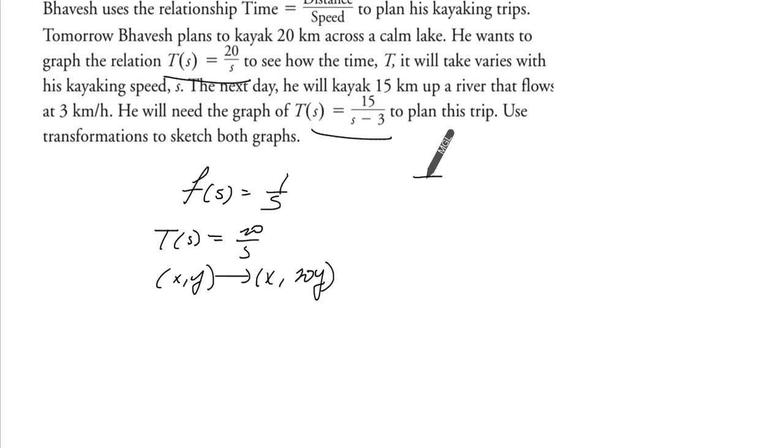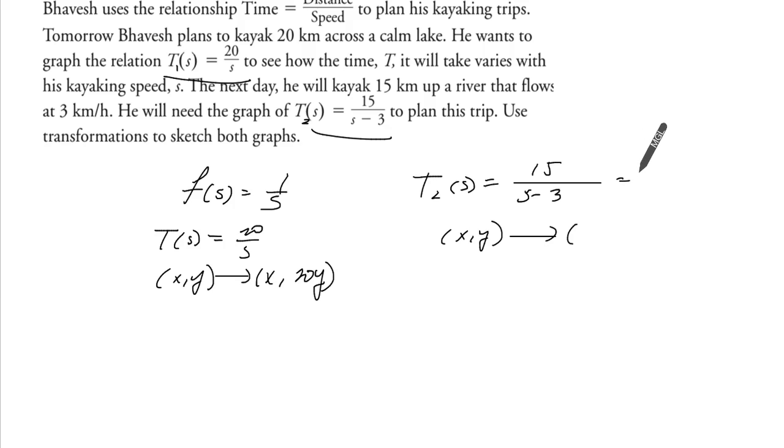For this one here, let's call this T1(s) and this is T2(s). S minus 3. The transformation for this one is a little bit more complicated, right? This can be written as 15 times f at s minus 3. So it's going to be s plus 3 and 15. Okay, 15y. So this, I meant x here.